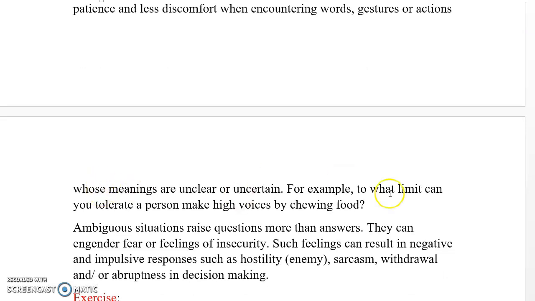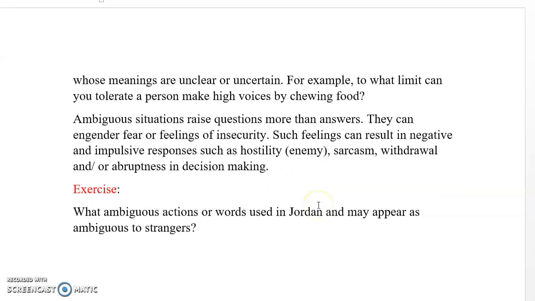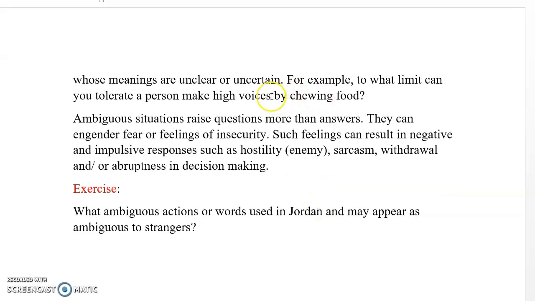For example, to what limit can you tolerate a person making loud noises while chewing food? This action is not acceptable in some societies, like French society and some European societies, but it is acceptable in Chinese society. You make loud noises while you are chewing your food just to tell the others that the food is delicious and you would like to thank the host.